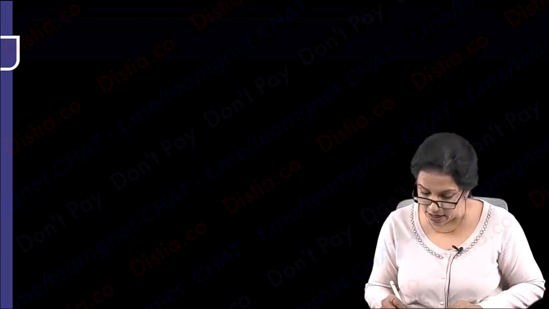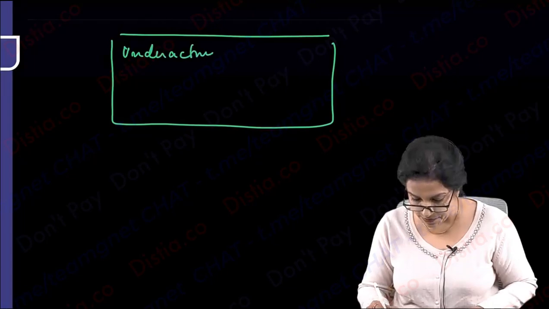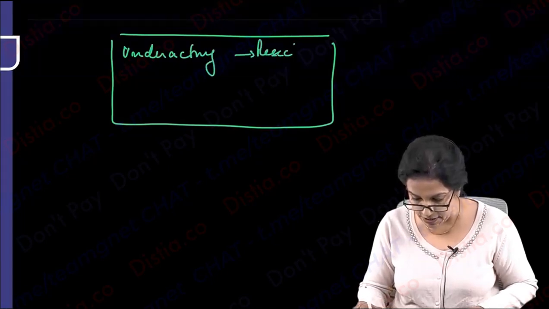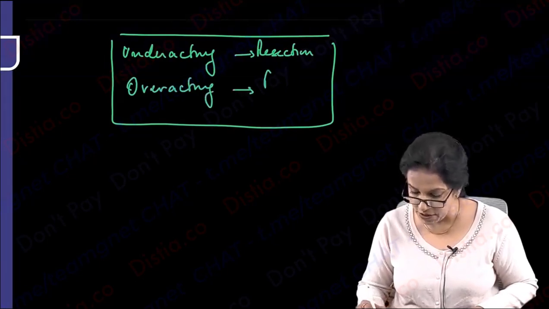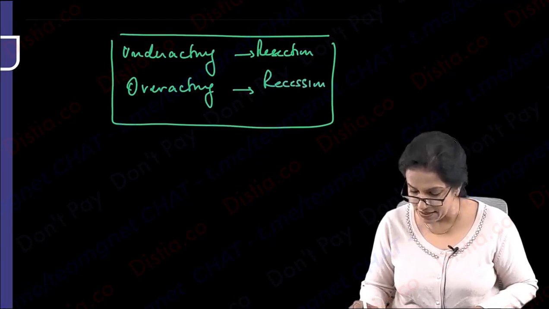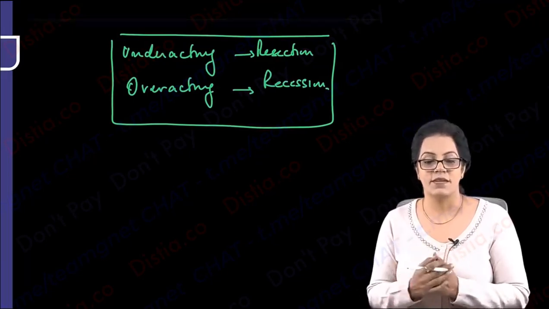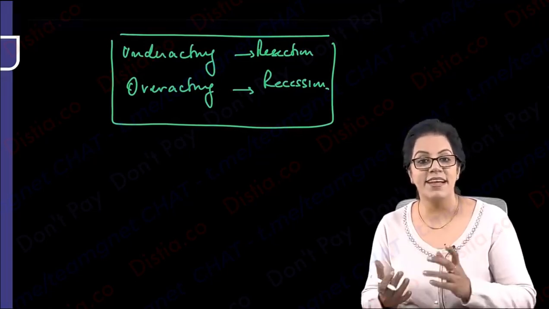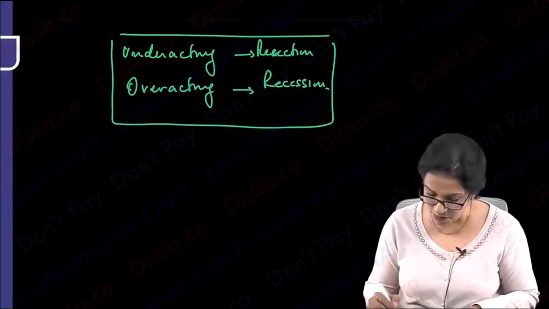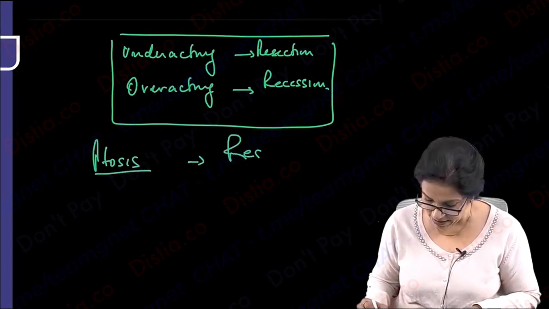So, I think we can understand this for all and put it in the box. For any muscle surgery, in an underacting muscle, we go for resection. And if the muscle is overacting, we go for recession. So, in an overacting muscle, we do recession. In an underacting muscle, we do resection. What is happening in ptosis? Underaction of retractors. Therefore, in ptosis, we can go for resection.